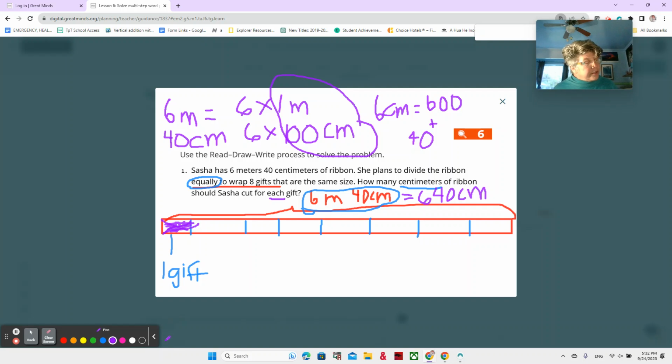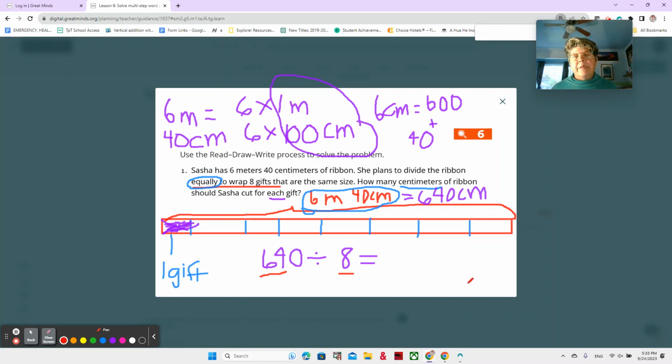So let's show what we need to do here. Right? So we have 640. How many parts are we breaking it into? 8 parts, right? So that would be 640 divided by 8. Okay? And think about what we know about division. Here we have 64 and 8. Do you know a fact family that has 64 and 8 in it? Hopefully you do.